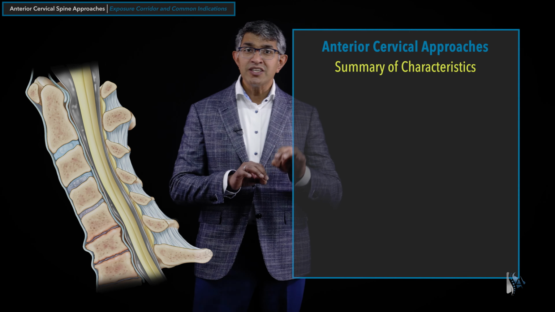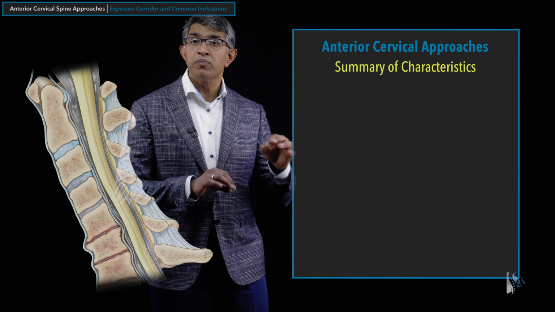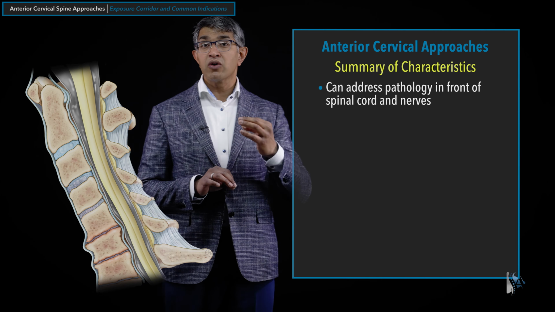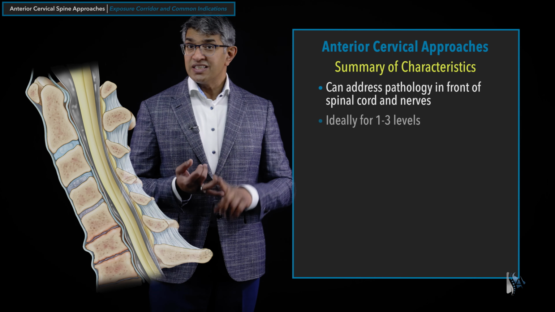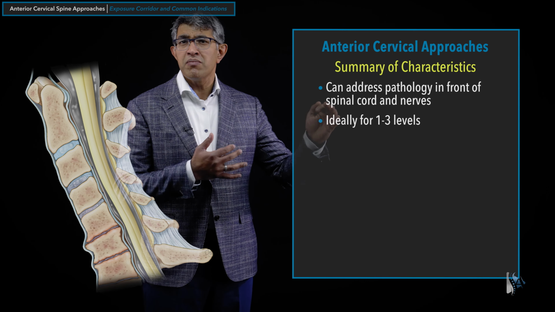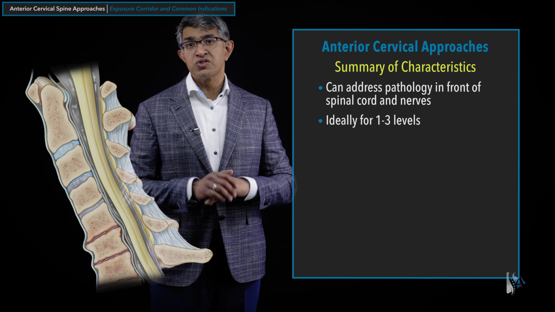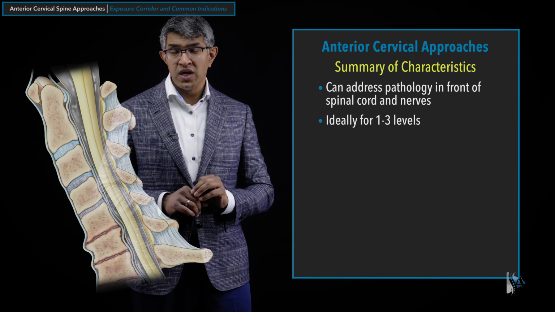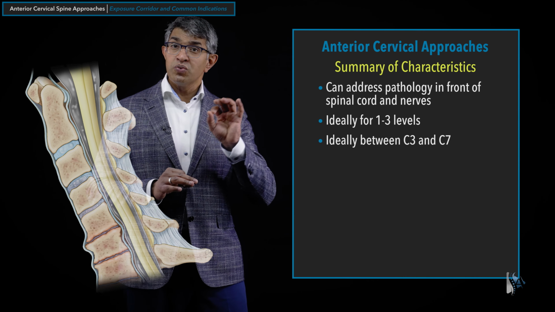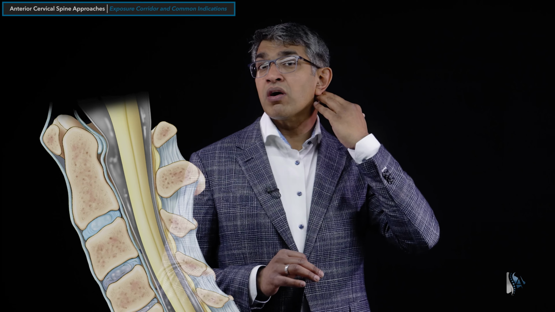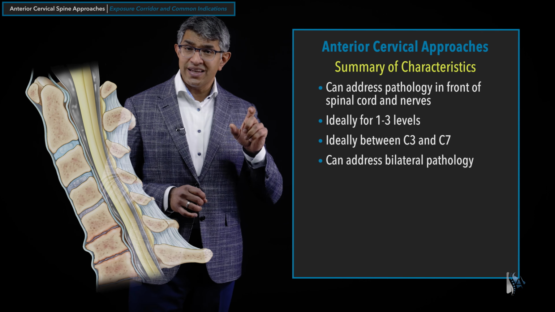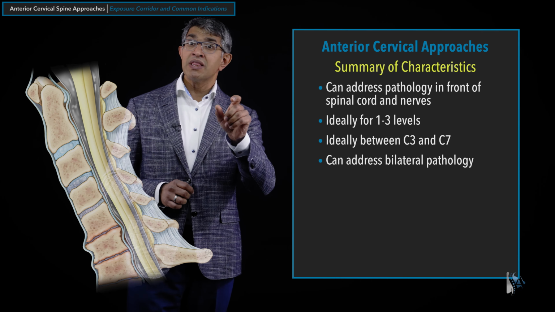So in summary, anterior cervical approaches are approaches from the front of the neck. They can address pathology that is in front of the spinal cord and the spinal nerves. It's ideal really for 1 to 3 levels, although more can be done. I would say the lion's share of surgeons and the lion's share of anterior approaches are ideal for 1 to 3 levels. Usually the levels in question are between C3 and C7 because it's very hard to get very high and very hard to get low. It can address pathology on one or both sides. So it can address bilateral pathology because it's a midline procedure.